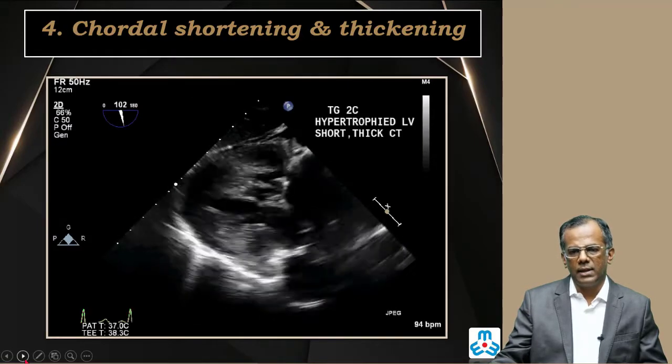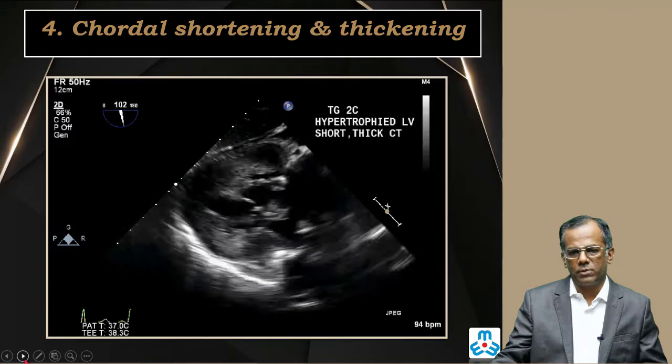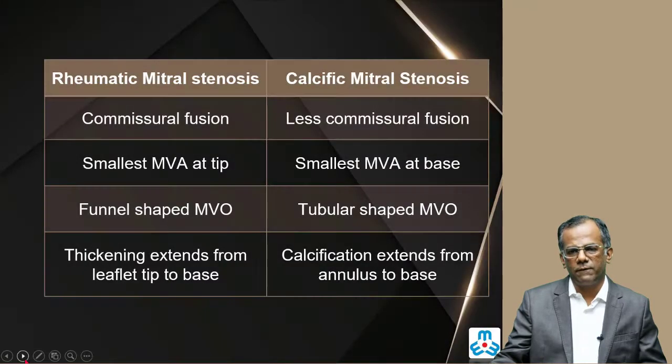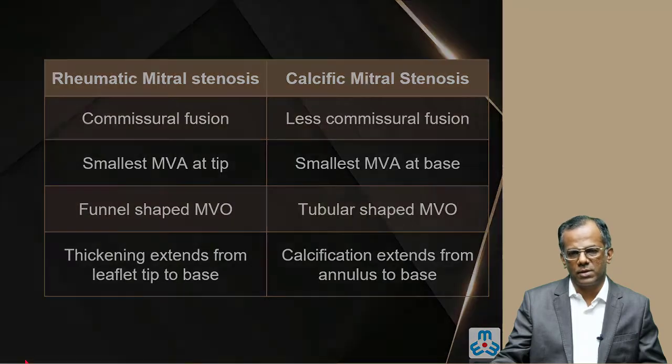You also have thickened and shortened chordae and also hypertrophied papillary muscles. Coming to the 2D echo features of calcific mitral stenosis. Now we will have to differentiate calcific mitral stenosis from rheumatic mitral stenosis. In calcific mitral stenosis, there is less commissural fusion and the smallest mitral valve area is at the base. This gives the mitral valve orifice a tubular shape, and the calcification extends from the annulus to the base, as opposed to from the leaflet tip to the base in rheumatic mitral stenosis.